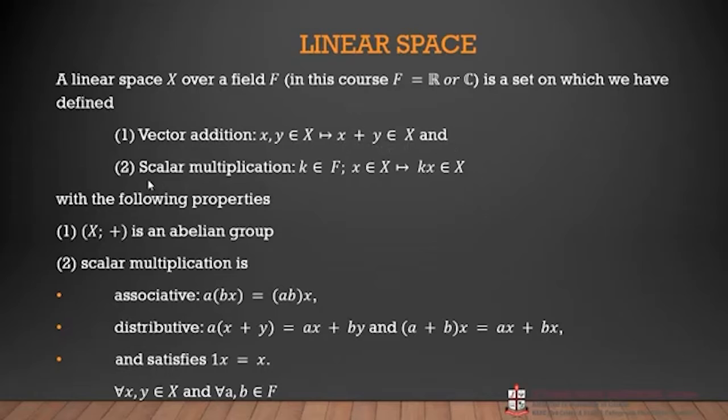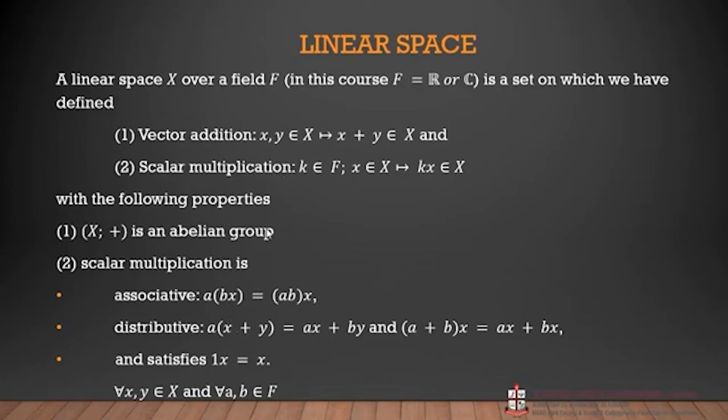And the second operation is scalar multiplication, that is defined from F cross X to X. So if you take a k from the field and x from X, then corresponding to them we have another element kx in X. Usually we will call elements of X as vectors and elements of F as scalars. And these operations should satisfy the following properties.